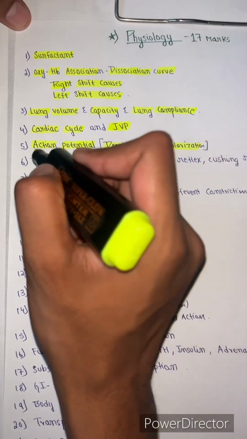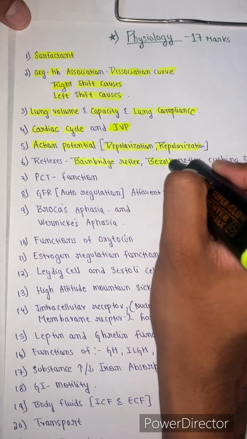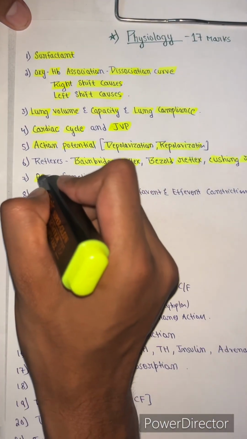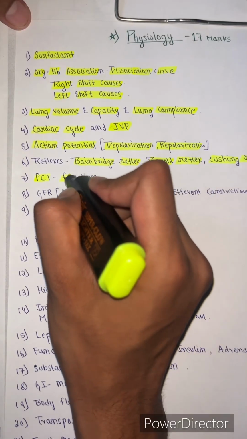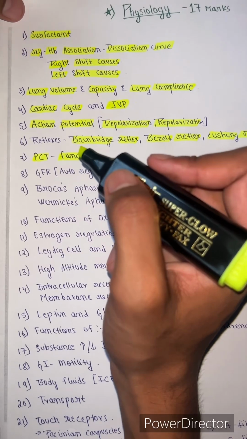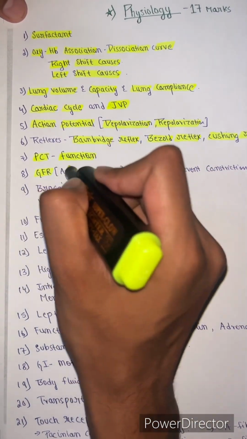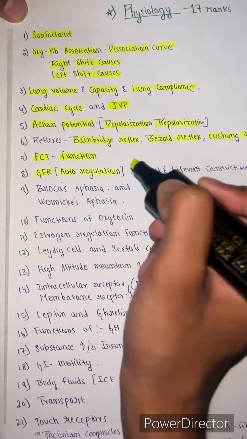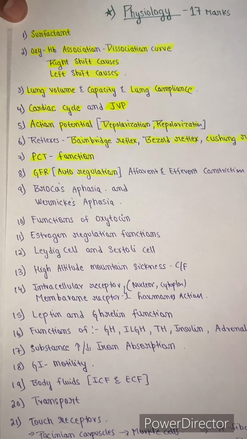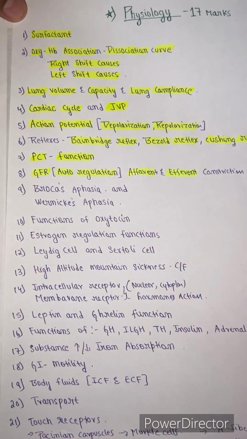Next we have certain reflexes like Bainbridge reflex, basal reflex, Cushing's reflex. You should know. Then PCT is extremely important. Definitely in each and every exam there will be a question on PCT, so you should know the functions of PCT very well. Now we have GFR autoregulation. For example, what are the changes we'll see in GFR when the afferent arteriole constricts or when the efferent arteriole constricts. You should know that very well.